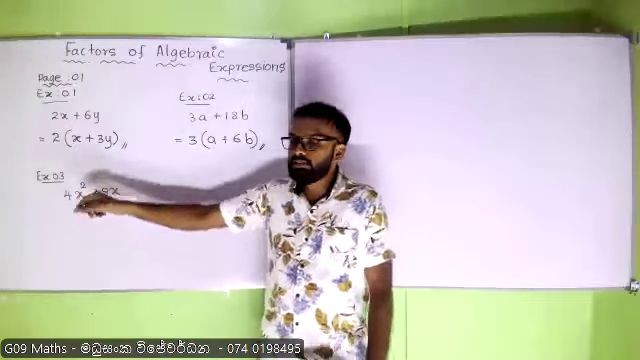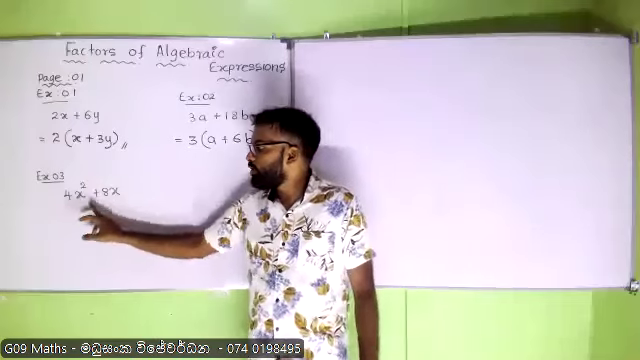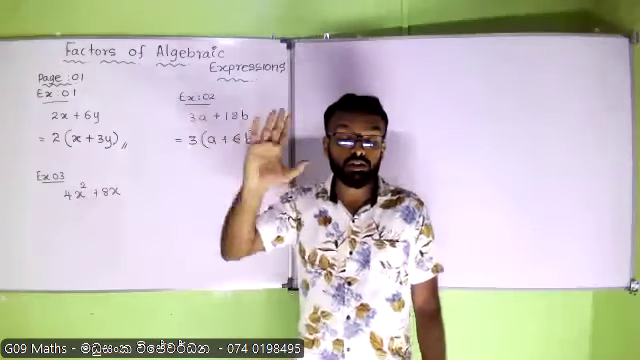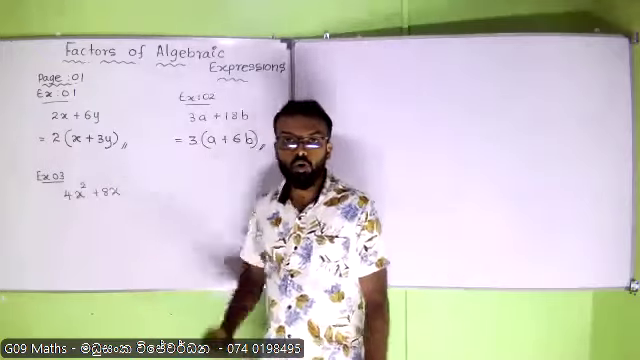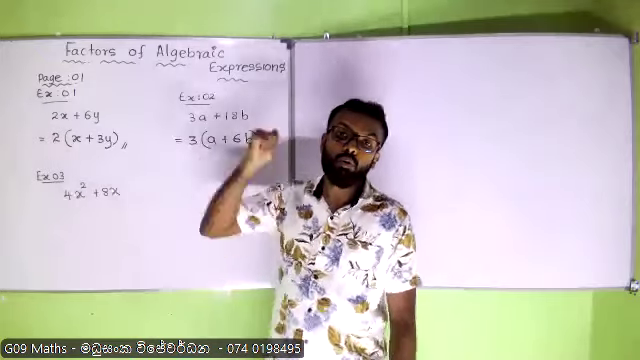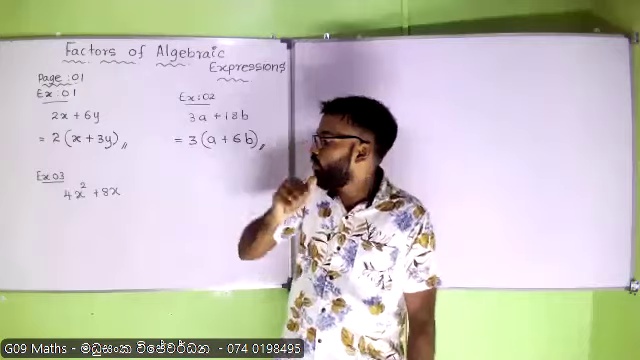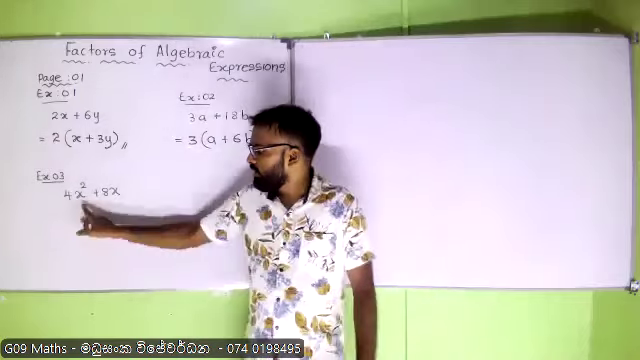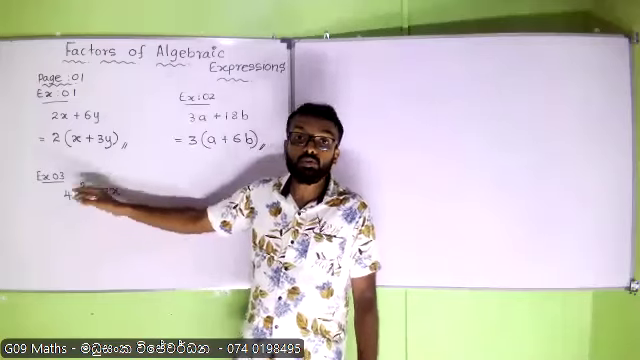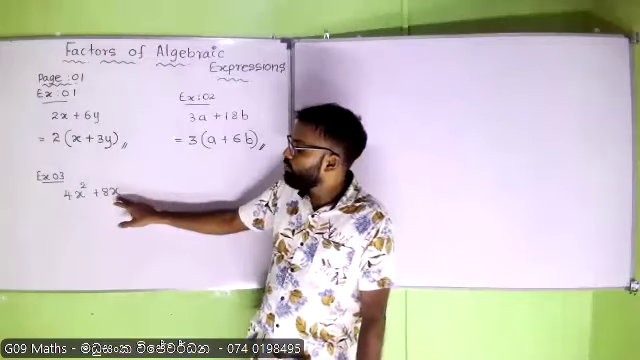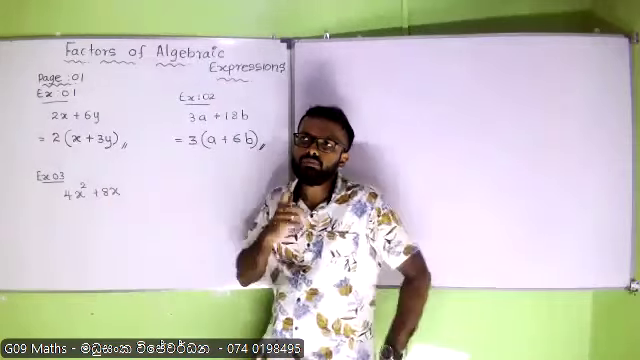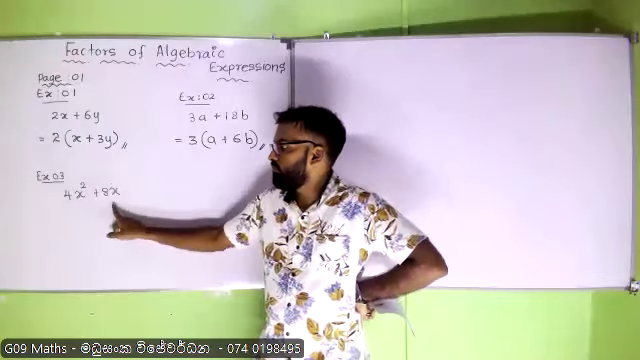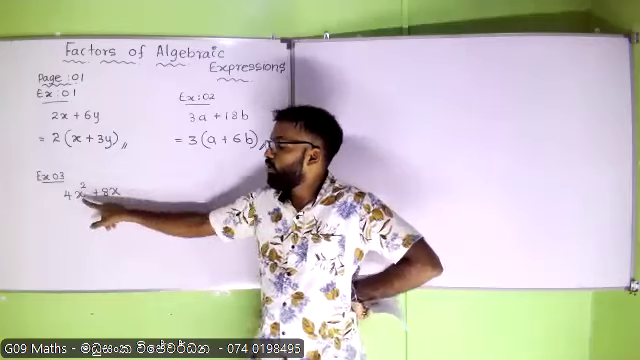How to get 4 and x out? 4 is the numerical value, the highest common factor for number 4 and number 8. And can you observe here you have x to the power 2 and here you have x to the power 1. So 1x is common for both.